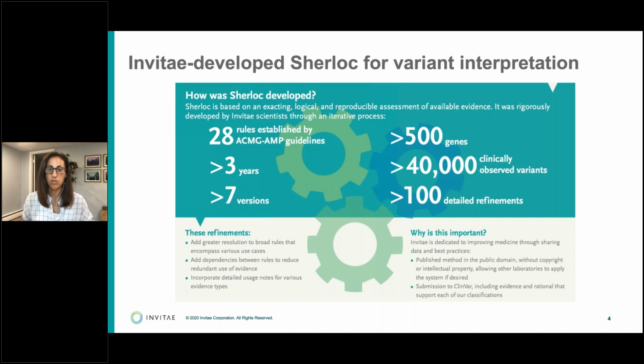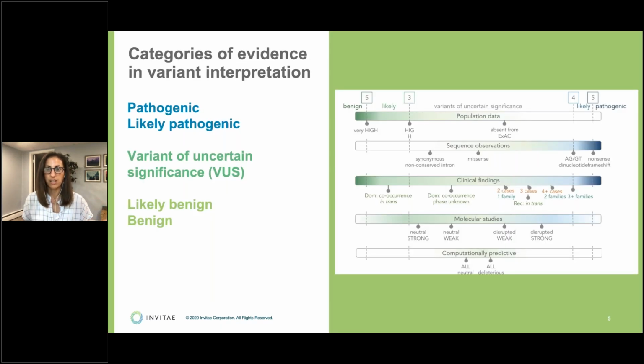We at Invitae use Sherlock, which takes into account many of the same criteria as stated in the 2015 publication, but we've implemented a point-based system which improves the consistency of variant interpretation, and it also allows for scalable variant analysis. So the standardized terminology as recommended is on the left. Today we're focusing on variants of uncertain significance, or VUS, when you do not know yet if the variant may or may not cause disease.